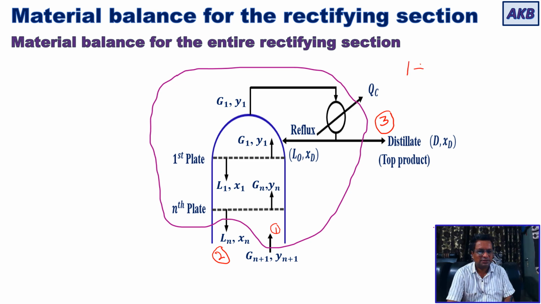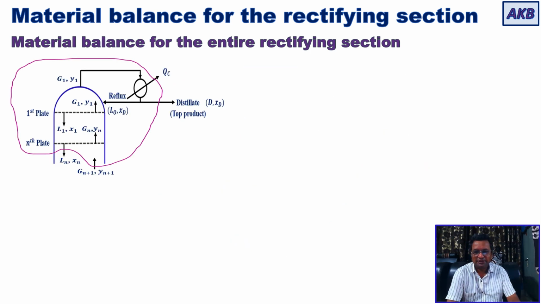One is the liquid stream coming from the nth plate. Then you have stream number 2, which is nothing but the vapor stream that is going into the rectifying section. And then you have the third material stream, that is the distillate stream that is coming out of the rectifying section. Okay, so I hope this is clear to you. If you have any doubt regarding this, please let me know in the comment section. Okay, so with this understanding, now let us take the material balance.